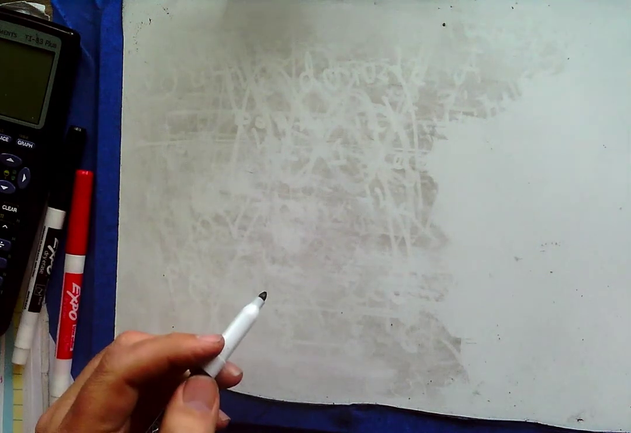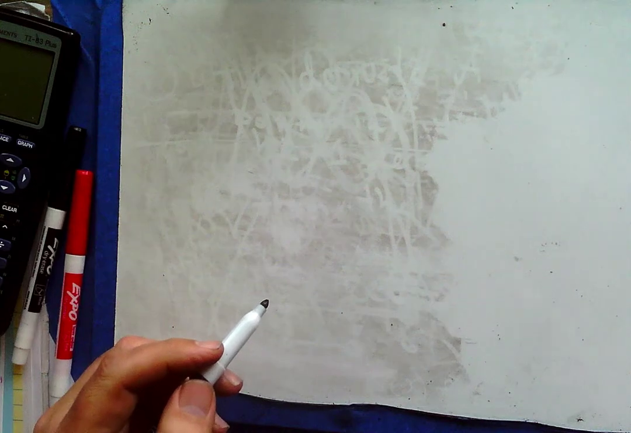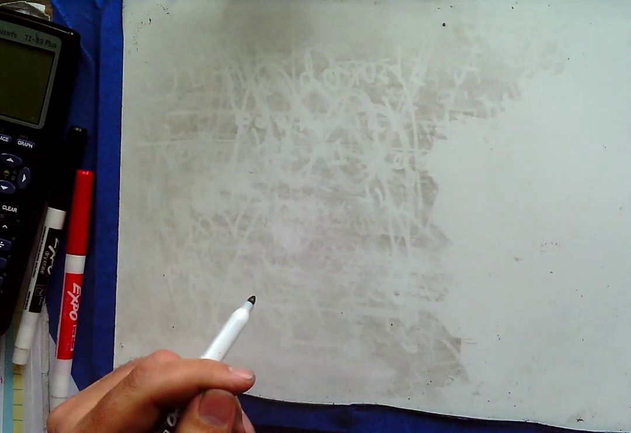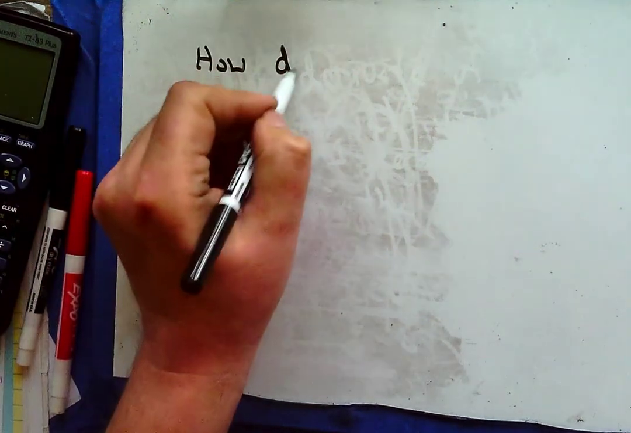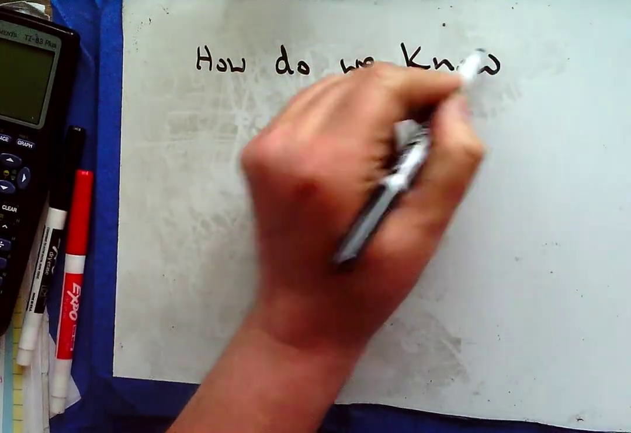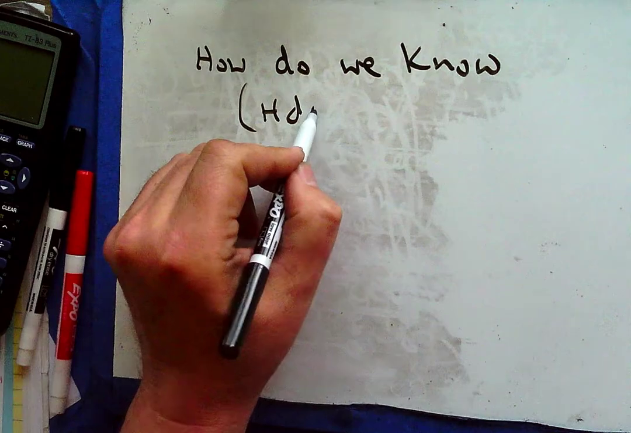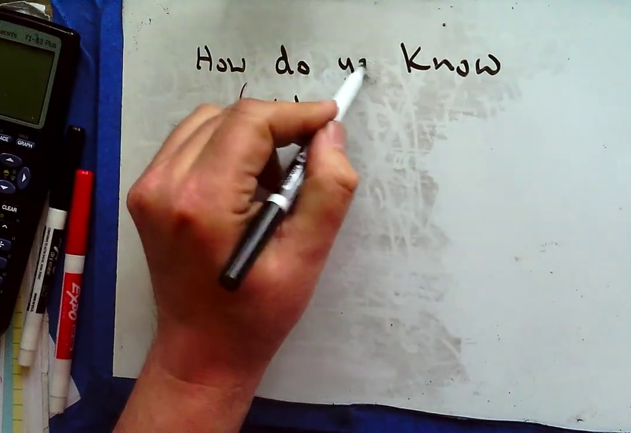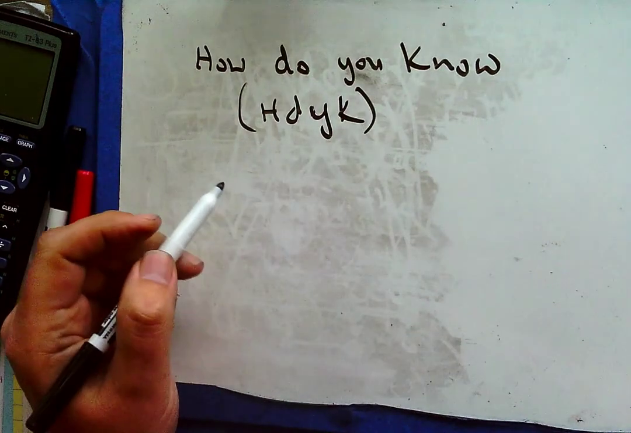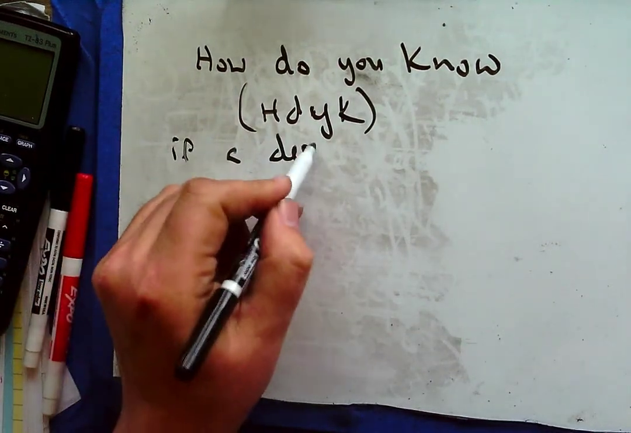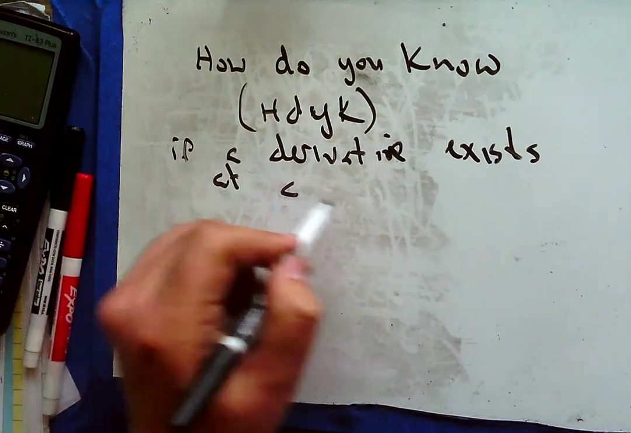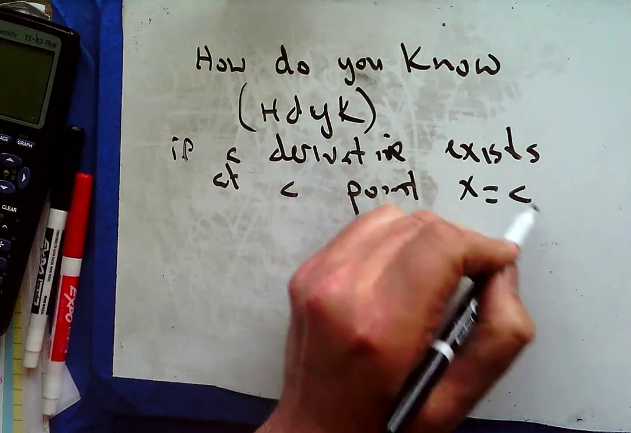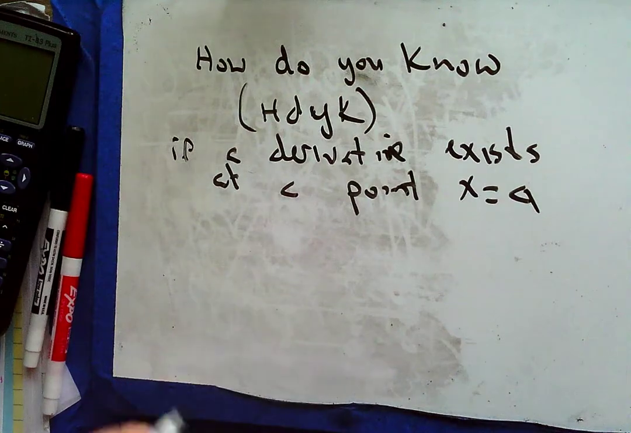Okay, so I want to ask, how do you know if a derivative exists at a point x equals a? How do you know? How will I know?